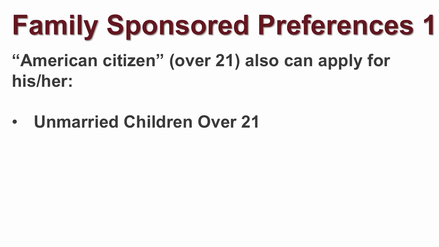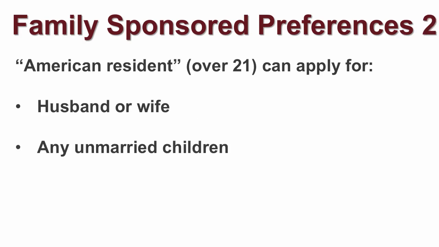Let's start with the family-sponsored preference 1, and that's an American citizen over 21 who can also apply for his or her unmarried children over 21. So you're a parent applying for your unmarried child who's over 21. That's not an immediate relative classification. It's called the family-sponsored preference 1 classification.